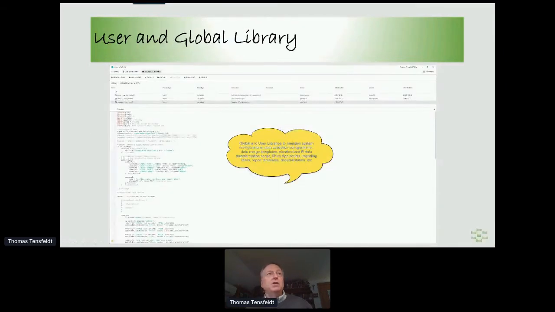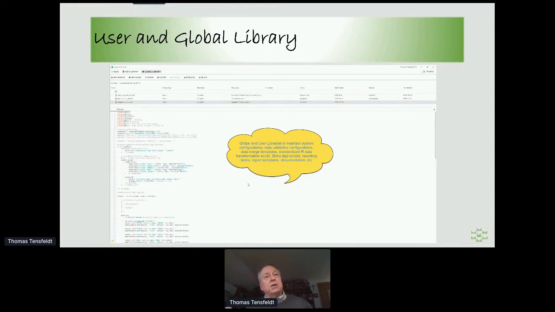We'll move on to the user and global library. Here we see that the global library allows us to maintain system configurations, data validation configurations, data merge templates, standardized R transformation scripts, Shiny app scripts, reporting items, and report templates, other documentation, basically anything that you might expect that a global library or a library function might allow.